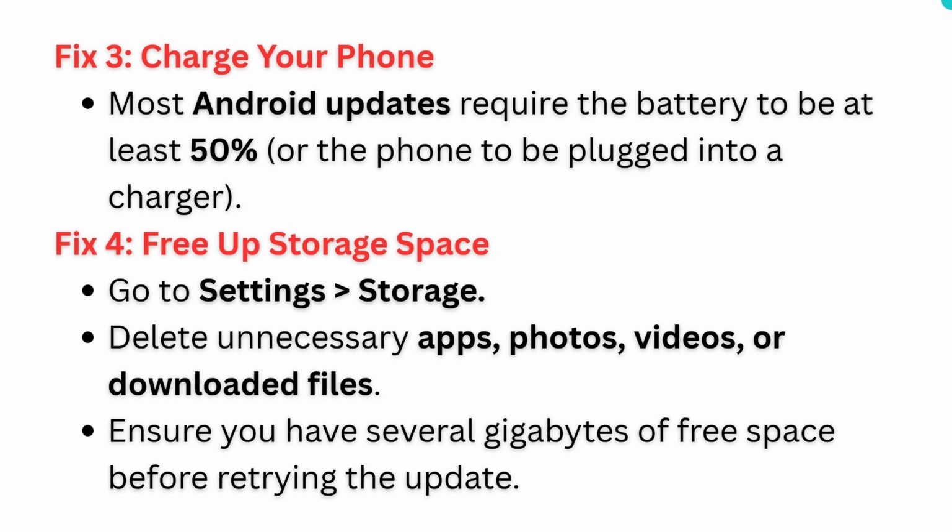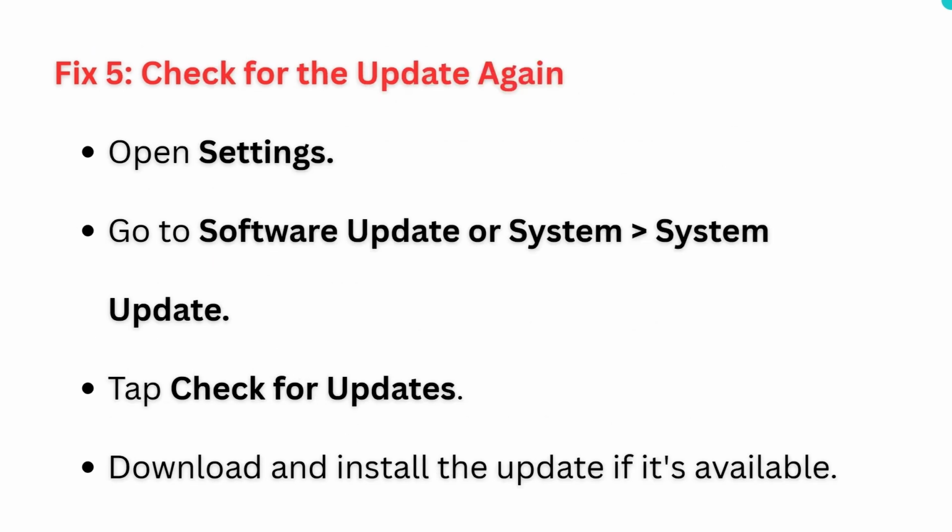Fix 4. Free up storage space. Go to Settings, select Storage, delete unnecessary apps, photos, videos, or downloaded files. Ensure you have several gigabytes of free space before retrying the update. Fix 5. Check for the update again. Open Settings, go to Software Update or System and select System Update. Tap Check for Update. Download and install the update if it's available.